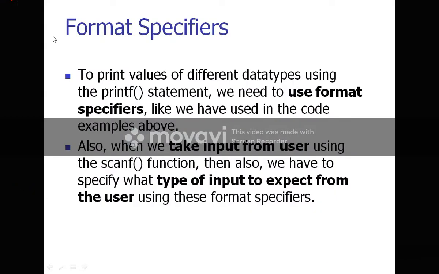Next point is format specifier. Format specifiers are needed to store a value into a variable or to scan a value from a variable. There are different format specifiers for different types of data. So what is the use of format specifier? To print the values of different data types using the printf statement, we need to use format specifiers.